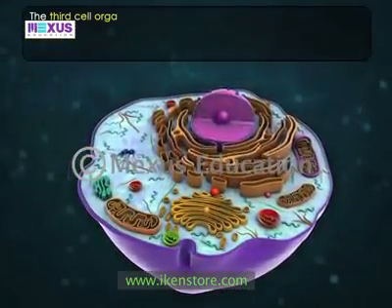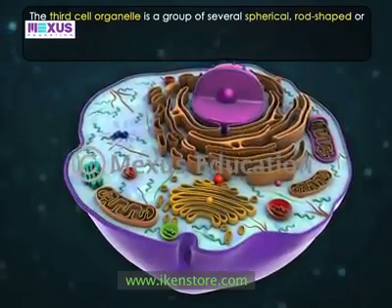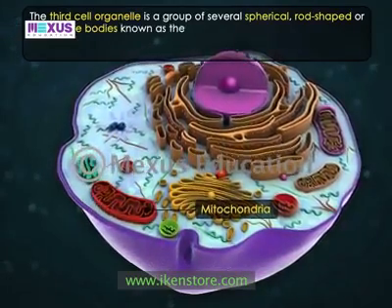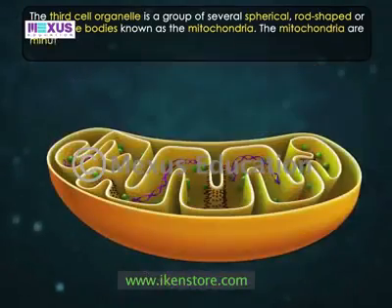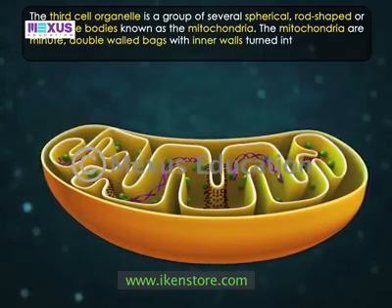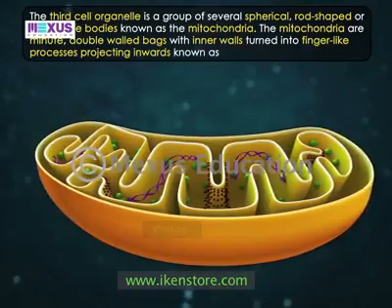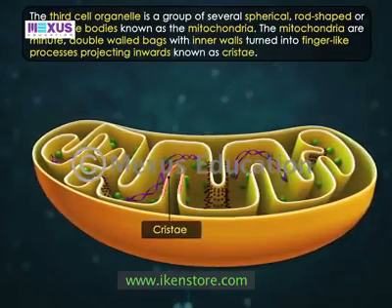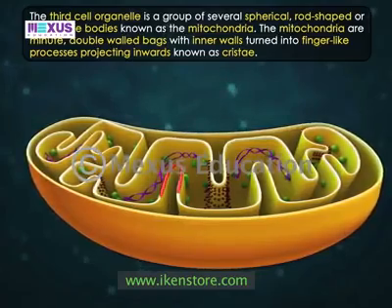The third cell organelle is a group of several spherical, rod-shaped or thread-like bodies known as the mitochondria. The mitochondria are minute, double-walled bags with inner walls turned into finger-like processes, projecting inwards, known as cristae. They happen to be one of the largest cell organelles.